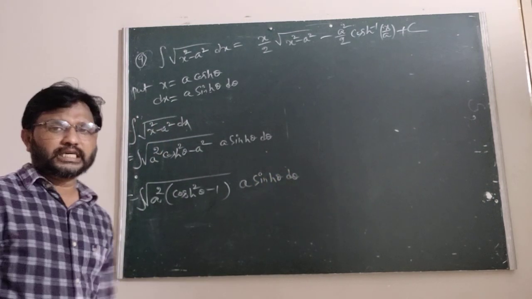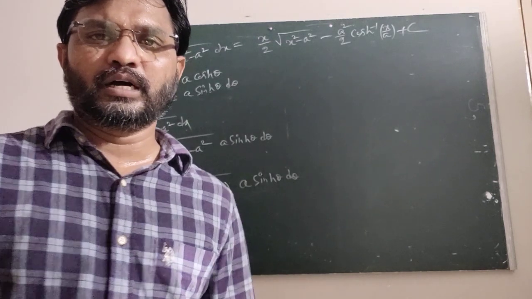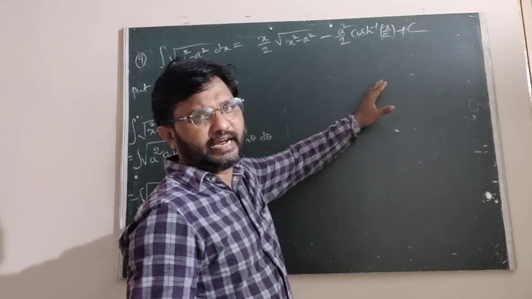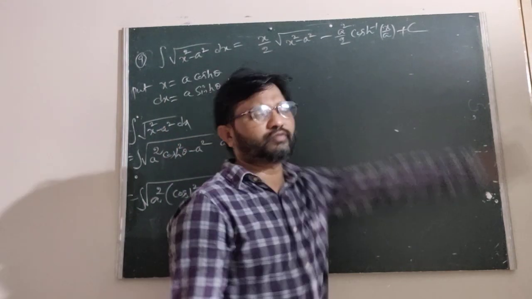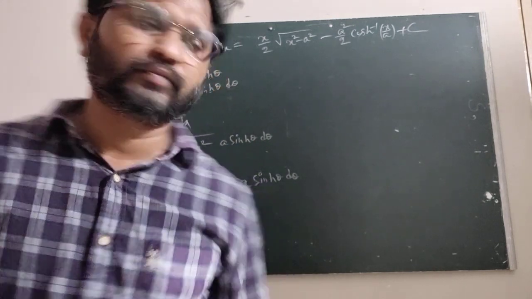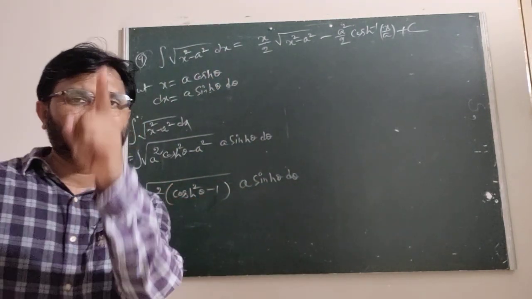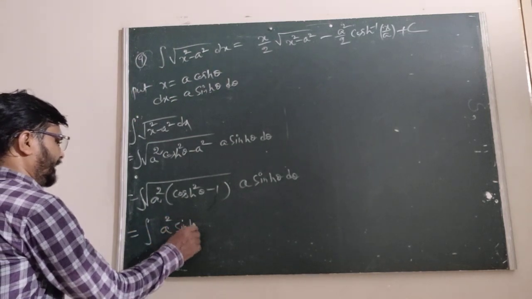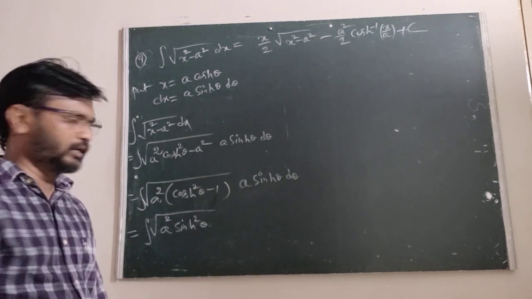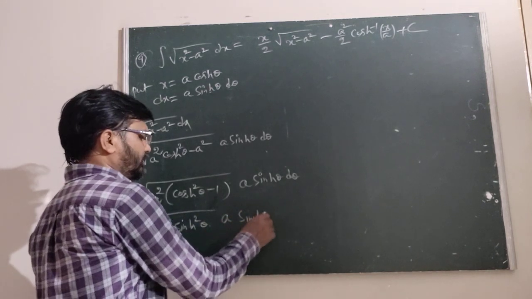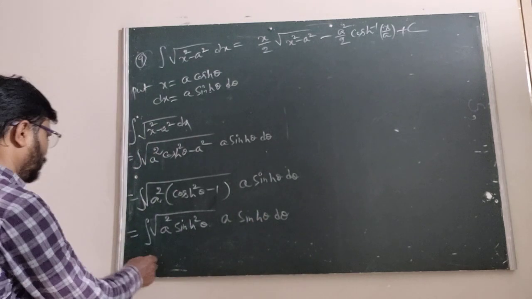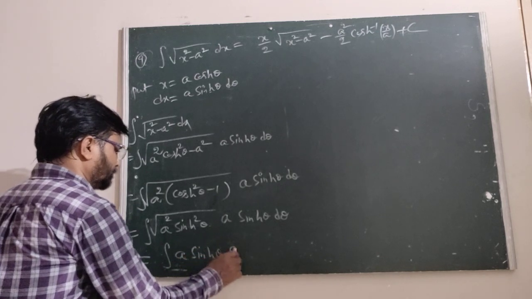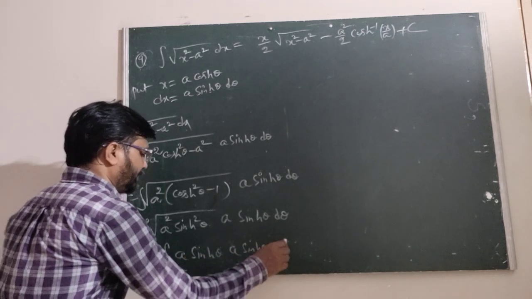We know that cos h square x minus sin h square x equal to 1. Minus sin h square is sent to the other side as plus. We get cos h square theta minus 1 is of the form sin h square theta. Therefore the integral of a square sin h square theta under root, the remaining is a sin h theta d theta. Here square and under root cancel. The remaining is a sin h theta, a sin h theta d theta.